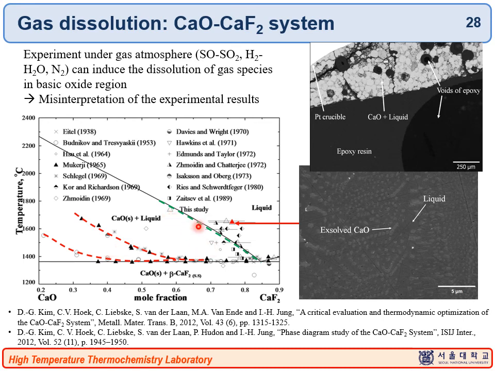However, in this case, we used a sealed platinum capsule to prevent any kind of gas reaction. In this way, we can get good liquidus data, which is also consistent with thermodynamic data. So you have to be careful sometimes when you use an open crucible, especially in the very basic oxide region.